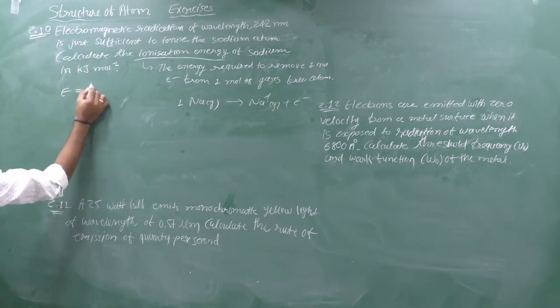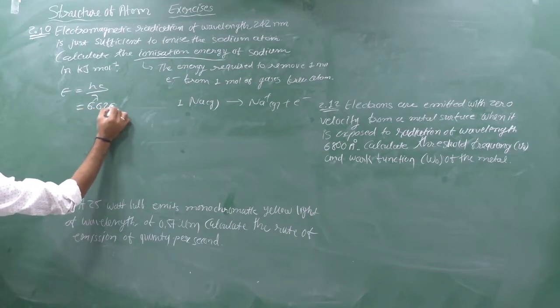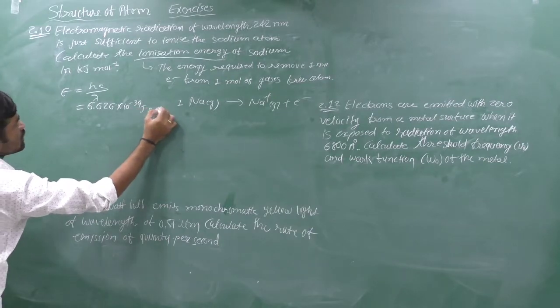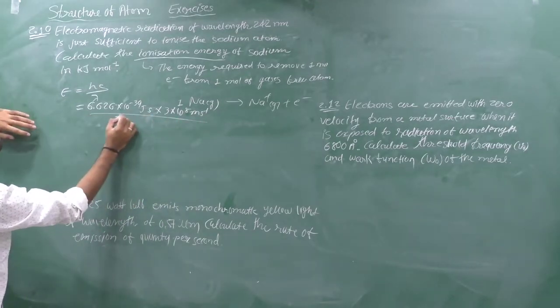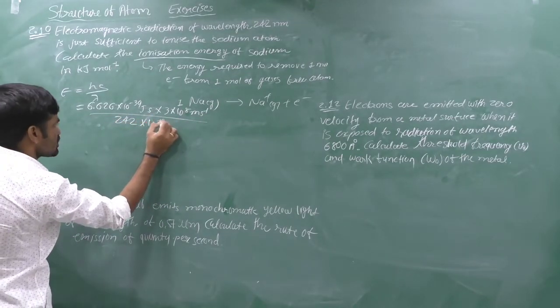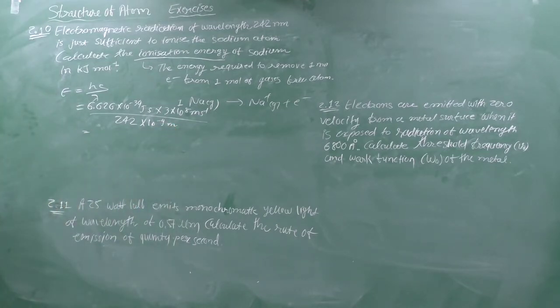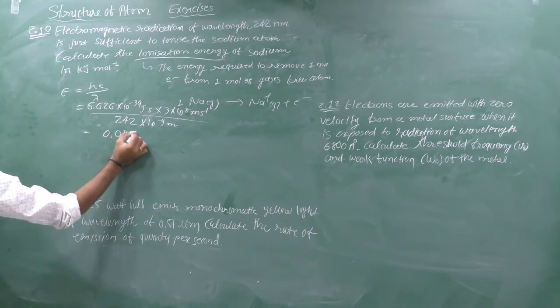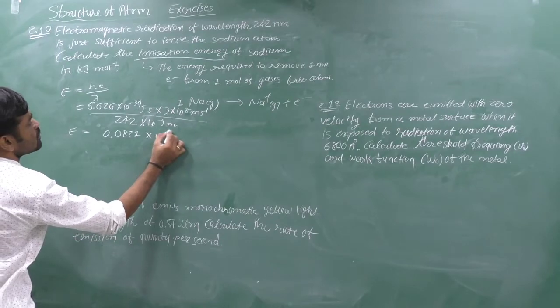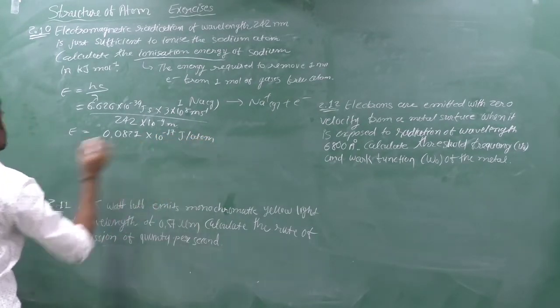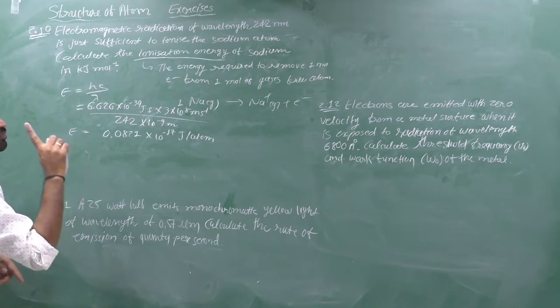So energy is equal to hc upon lambda is equal to 6.626 into 10 raised to minus 34 joule second into 3 into 10 raised to 8 meter per second by 242 into 10 raised to minus 9 meter. Denominator is converted into meter. So it is the energy of 1 electron. એક ઇલેક્ટ્રોનને રિમૂવ કરવા માટેની એનર્જી છે. Then the answer is 0.0821 into 10 raised to minus 17 joule per atom. Joule per atom. It is the energy to remove 1 electron from 1 atom.